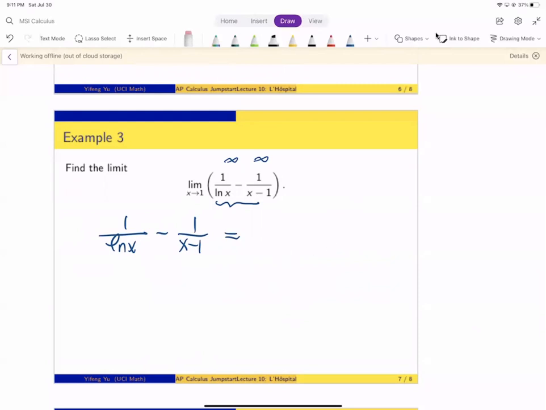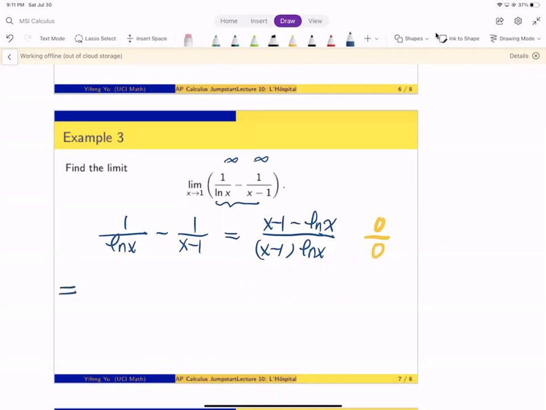Maybe I'll rewrite it the other way, right? Okay, this is the log x, and then this will be x minus 1 minus log x. Now, obviously, this is 0 over 0 type. If you plug x equals 1 into the quotient, both the numerator and denominator are 0. So this is 0 over 0. All right, so then we can apply L'Hopital's rule.